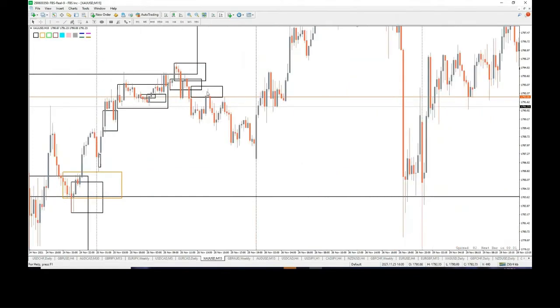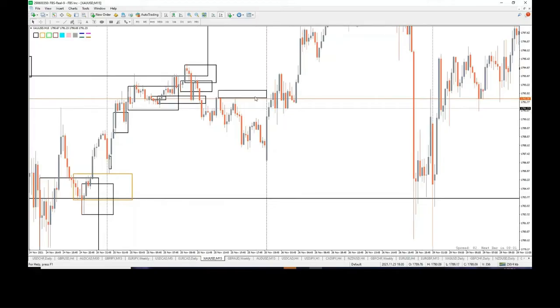On M15, you can get your second entry right here. Okay, yeah.